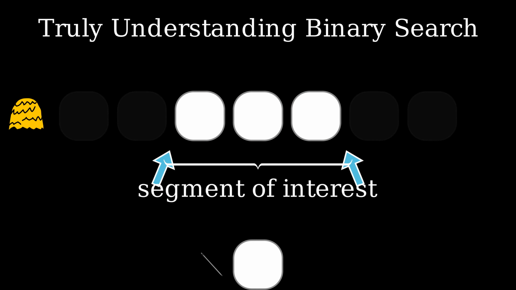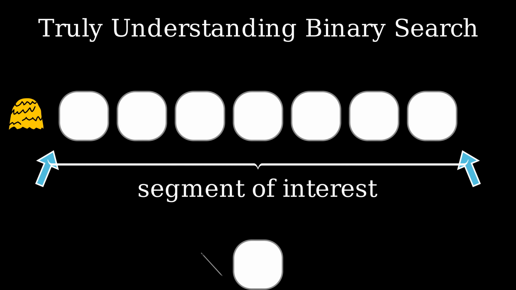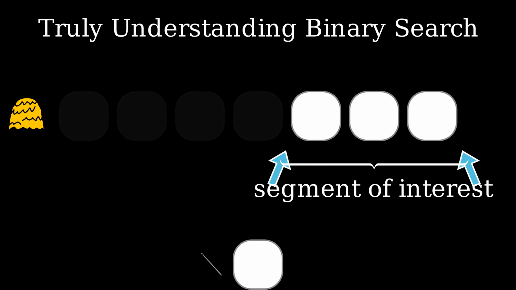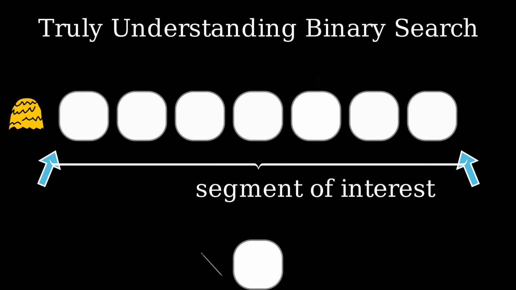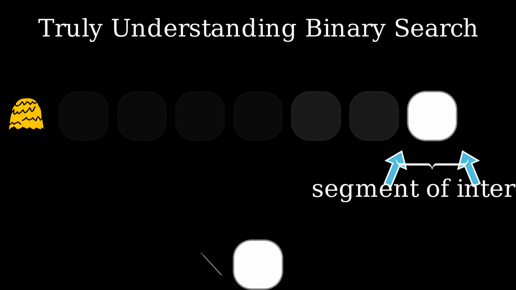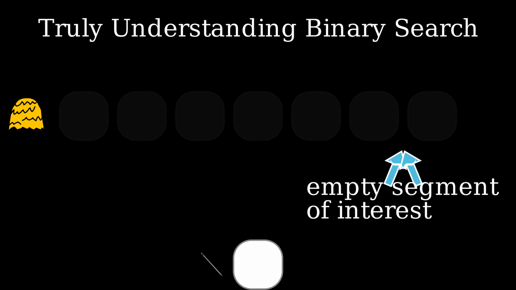Initially, the segment of interest consists of the entire array. Binary search shrinks the segment of interest at each step by roughly a half of its size. Therefore, we either find the position of the needle after not too many steps, or the segment of interest reduces to the empty segment, in which case the needle does not occur in the haystack.